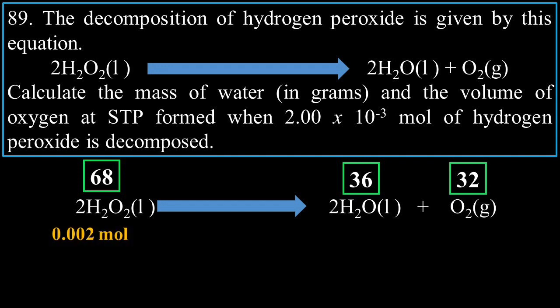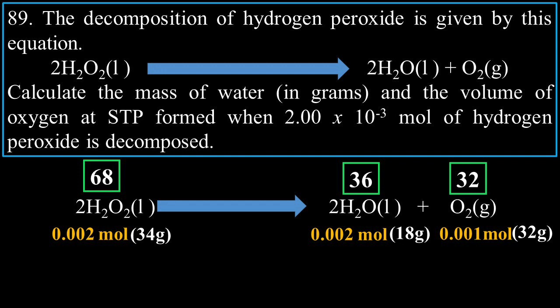We have 0.002 moles of peroxide, and the mole ratio is 1 to 1 for peroxide and water, and then it would be 0.001 moles for oxygen because it's 2 to 1, water to oxygen, and that's going to be 0.002 moles, 34 grams, okay, and that'll be 18 grams, 0.002 moles, and then 32 grams. That's what we're saying, okay?